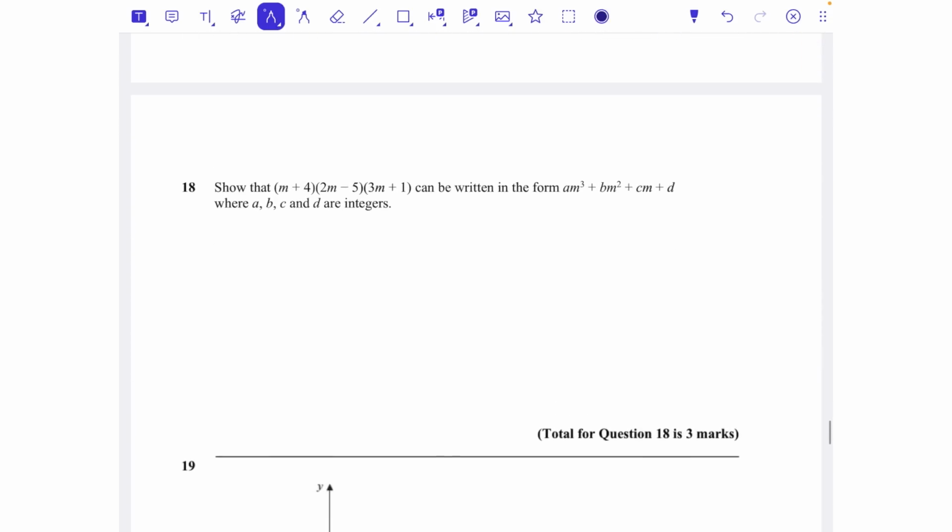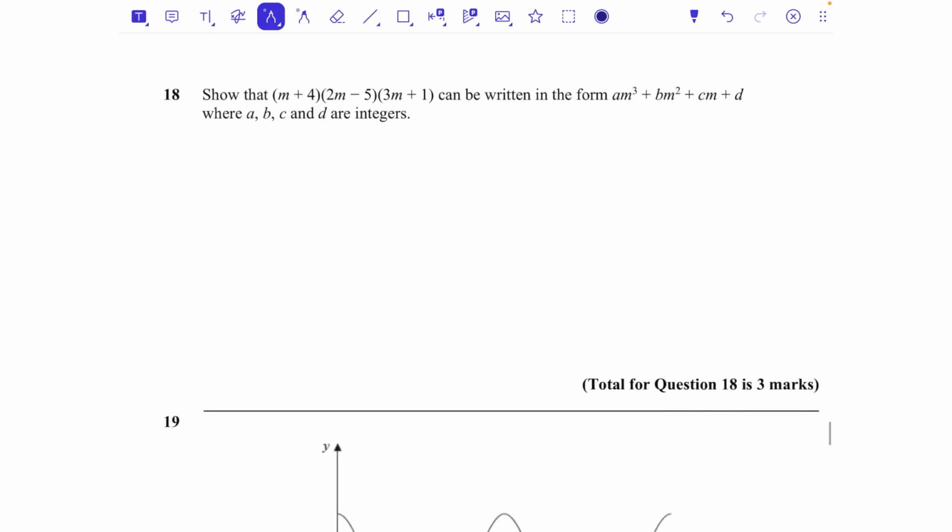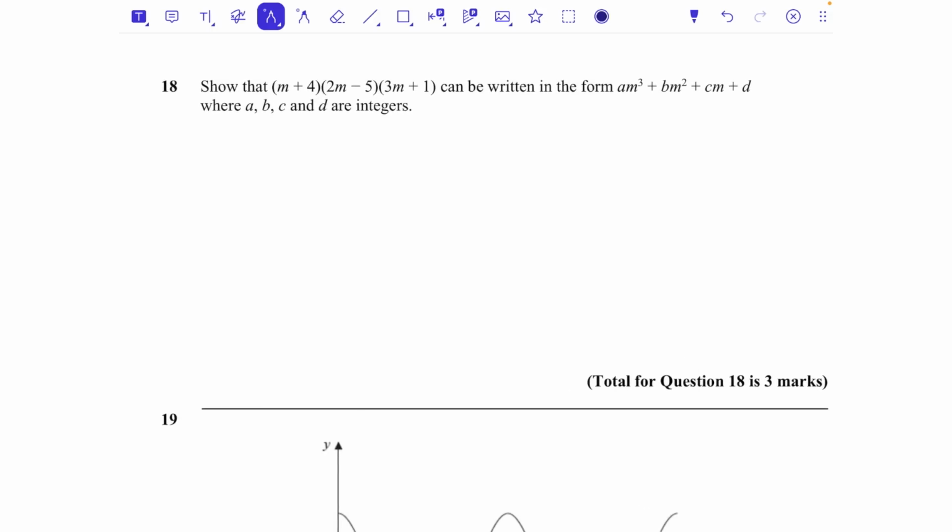Question number 18, show that m add 4, 2m add minus 5 and 3m add 1 can be written in the form this. So we're expanding 3 brackets. Don't let this bit confuse you. It just means it's going to be something cubed, something squared, something, and then a number on the end. Or you might have any of those numbers being 0, but anyway, it's in that format, your answer.